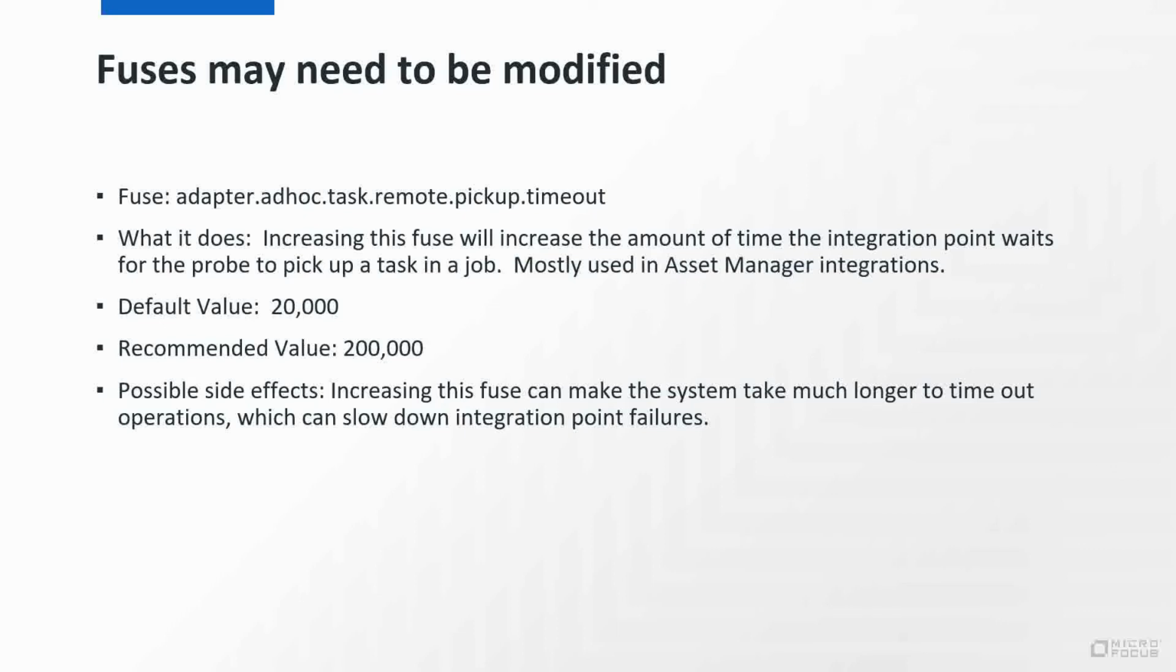The adapter ad hoc task remote pickup timeout is by default 20,000 milliseconds, and the recommended value is 200,000 milliseconds. This increases the amount of time that the integration point waits for the probe to pick up an ad hoc job. An ad hoc job means that I'm running it manually, not according to a schedule. Again, it's got the same side effects as earlier. Increasing this fuse can make the integration point time out slower, which means that if you do have a problem, it'll take longer for you to figure that out.